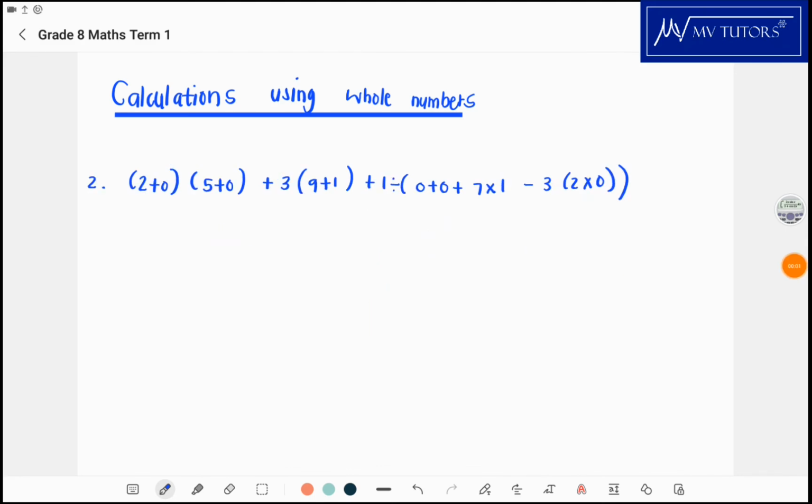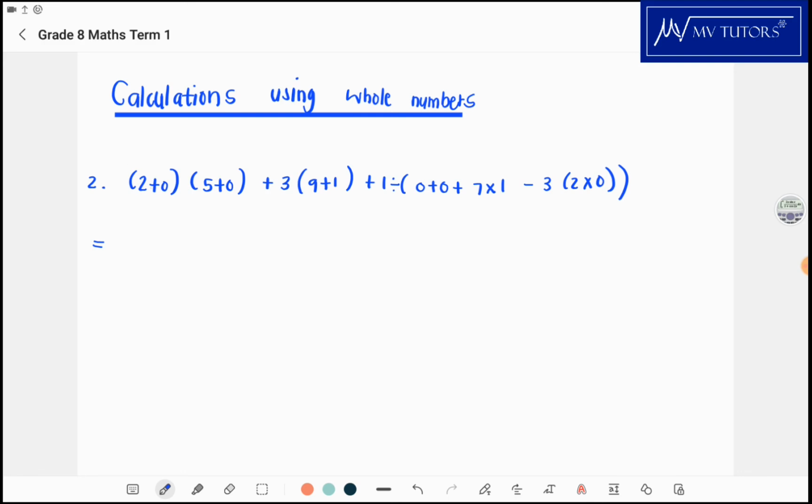Now let us try this challenging one. Okay, try it by yourself, and then when you're done, just have a look at this video and check if you got the same answer. You can also check in the calculator as well by putting it exactly as it is. So where are we going to start? I'm going to start from the left hand side, dealing with the brackets.